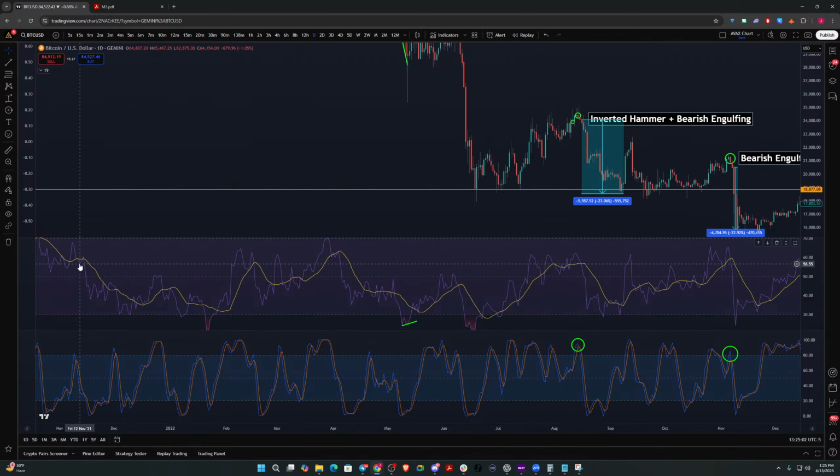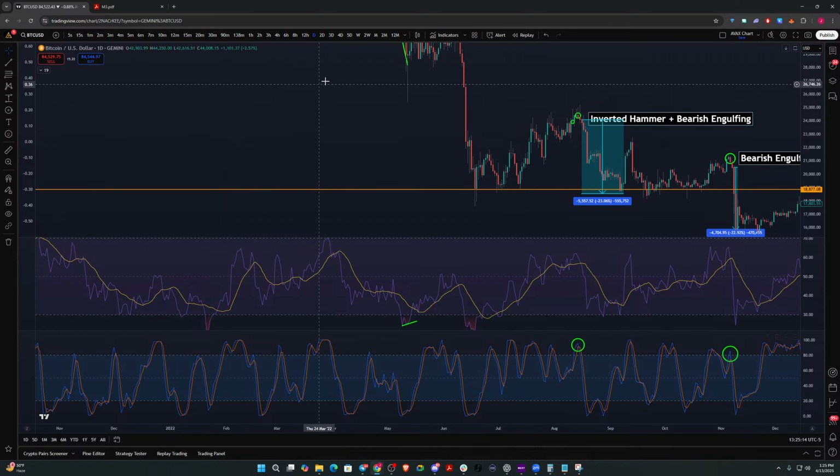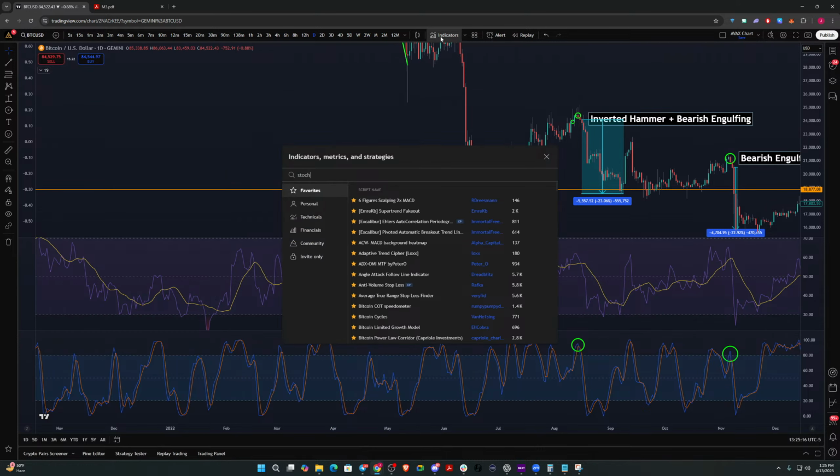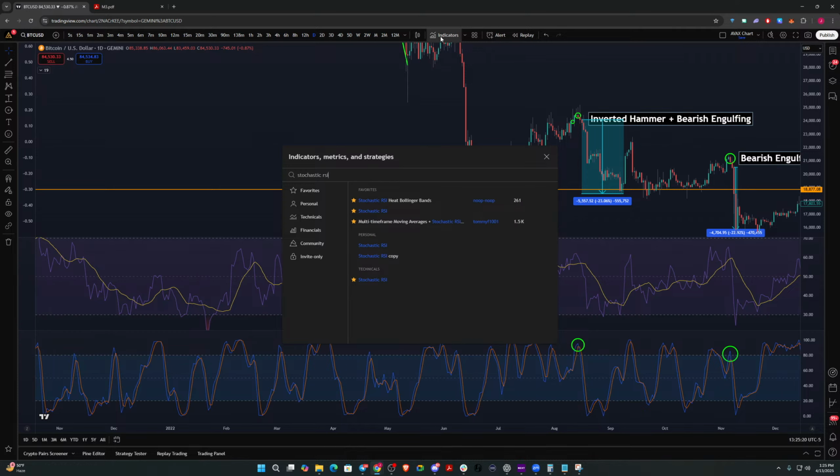And then the indicators used on the screen are the RSI and the stock RSI. Okay, so the RSI you can find if you just type in RSI, Relative Strength Index. And then the stock RSI is the stochastic RSI, okay? So here, type in stochastic RSI, you'll see it under technicals. And that's this bottom indicator here.